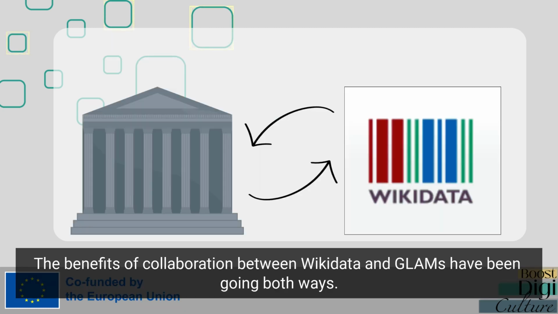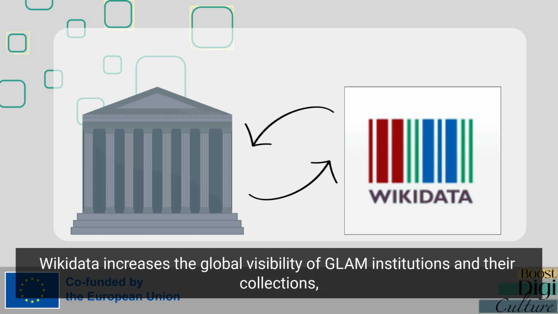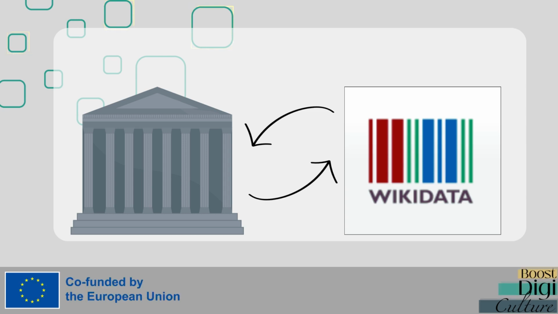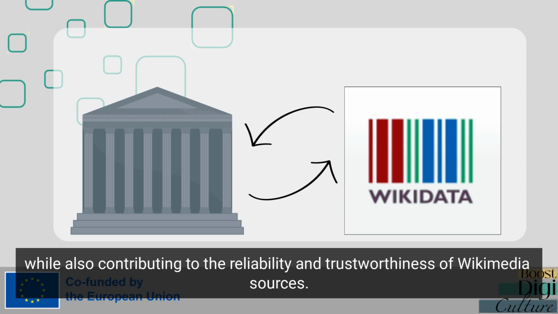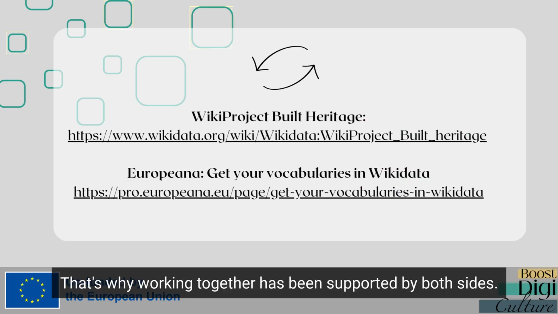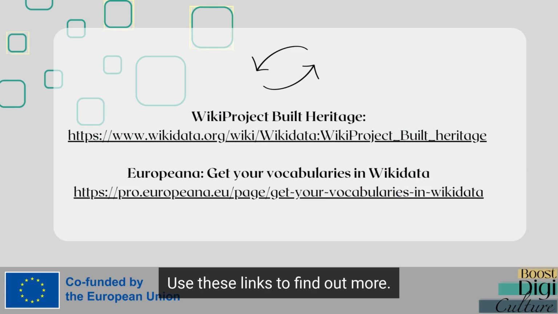The benefits of collaboration between Wikidata and GLAMs have been going both ways. Wikidata increases the global visibility of GLAM institutions and their collections, and GLAM data adds local knowledge to the Wikimedia knowledge base while also contributing to the reliability and trustworthiness of Wikimedia sources. That's why working together has been supported by both sides. Use these links to find out more.